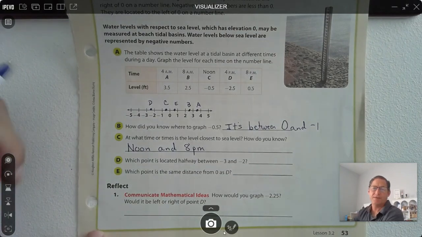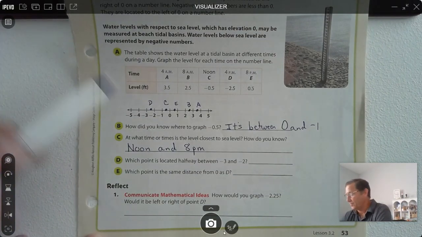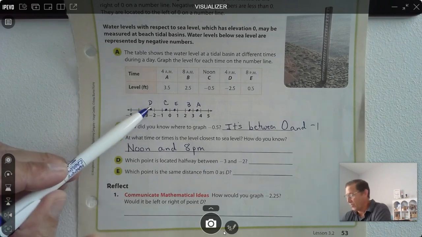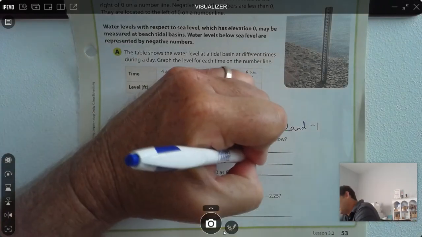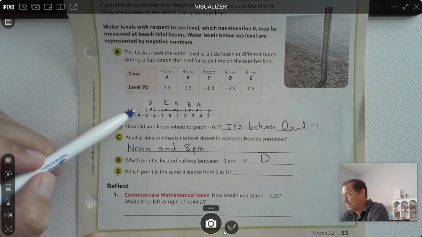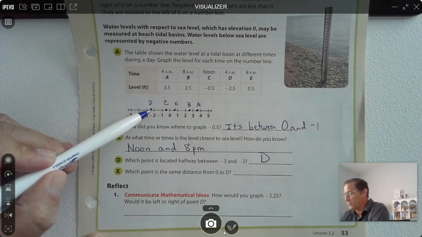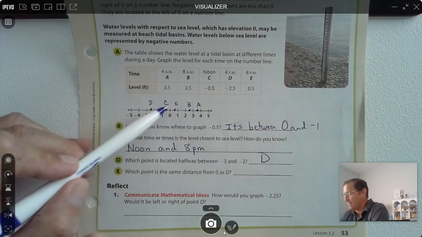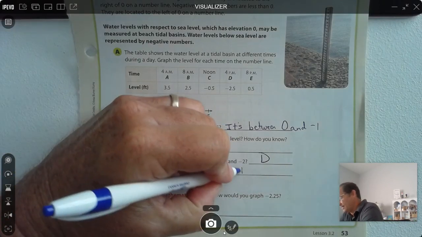Which point is located between negative 3 and negative 2? So we go to the negative side. What's in between 2 and 3? Point D. And which point is the same distance from 0 as D? So negative 2.5, so we need 2.5 to the right of 0, and that's point B.